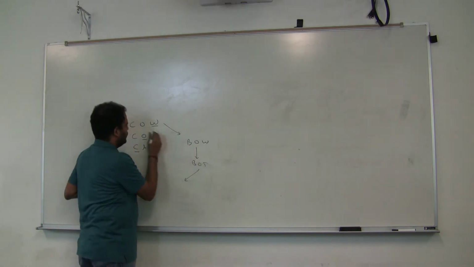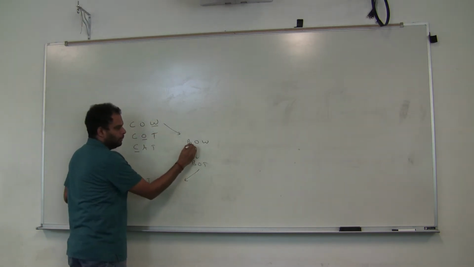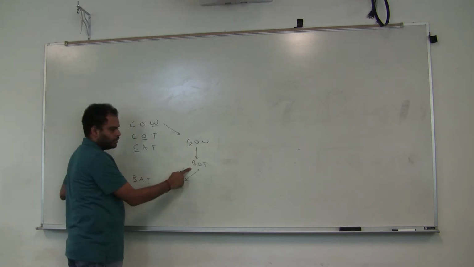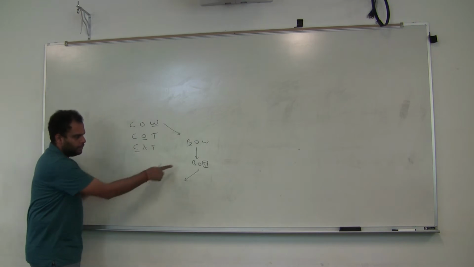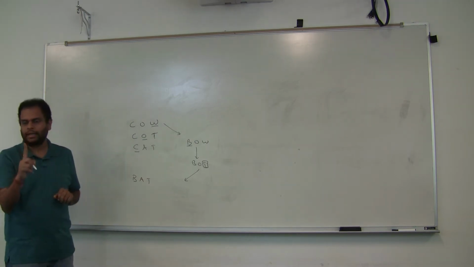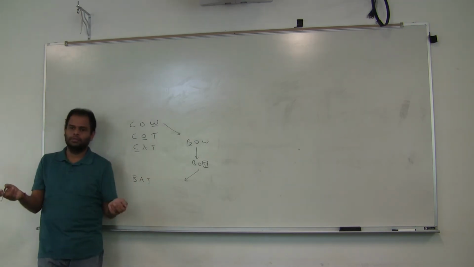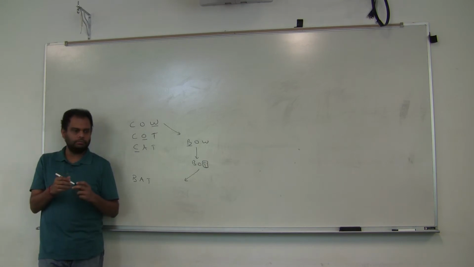Only one letter has to change. So from cow, what changed to become bow? The B changed. From bow to bot, what changed? The W changed. From bot to bat, what changed was the O. Only one letter can be changed, but the letter can be changed to anything, as long as it's a legal English word.